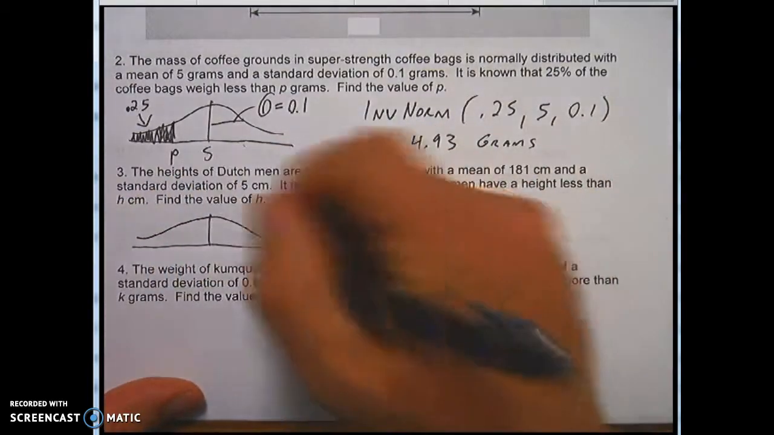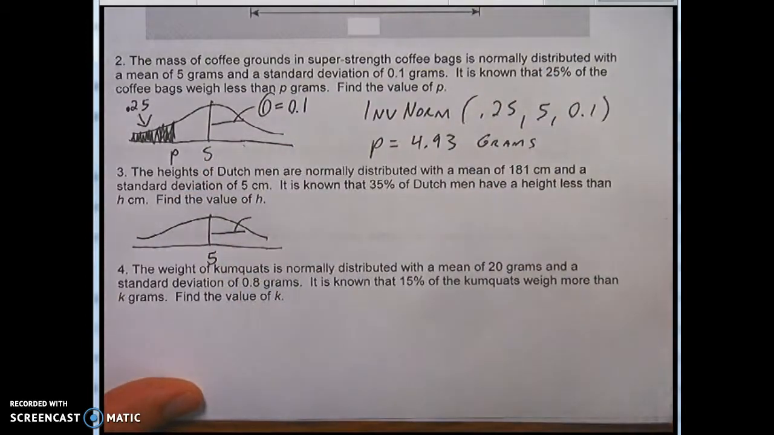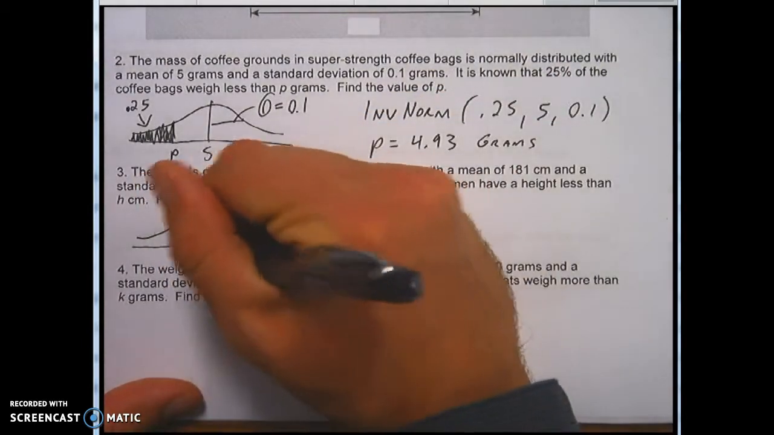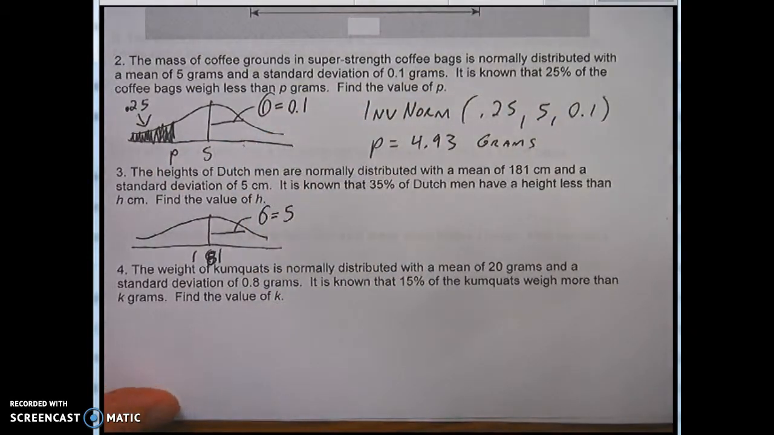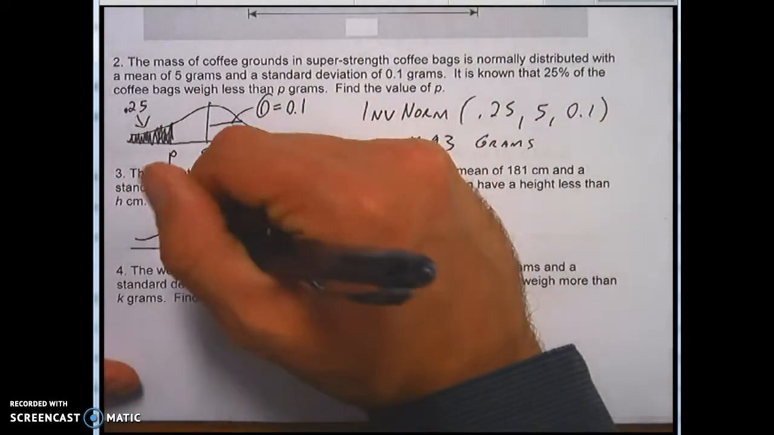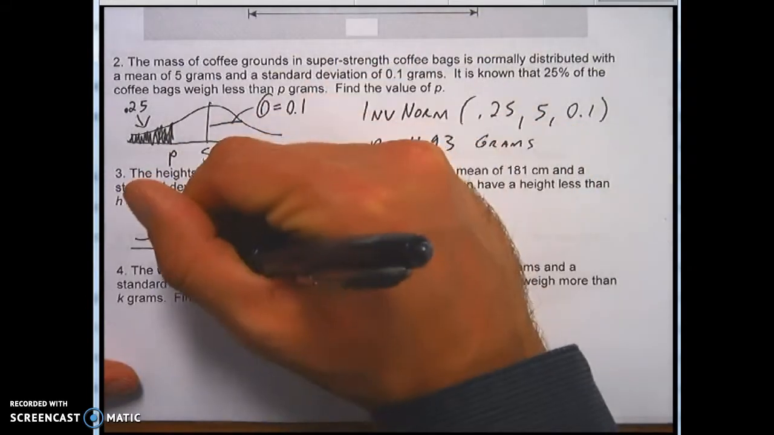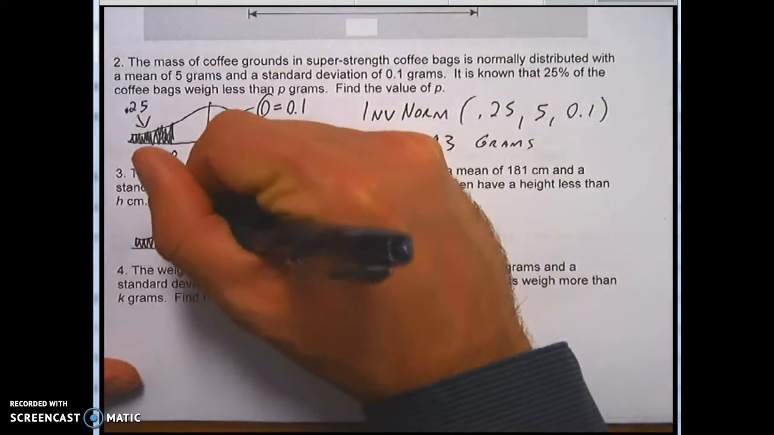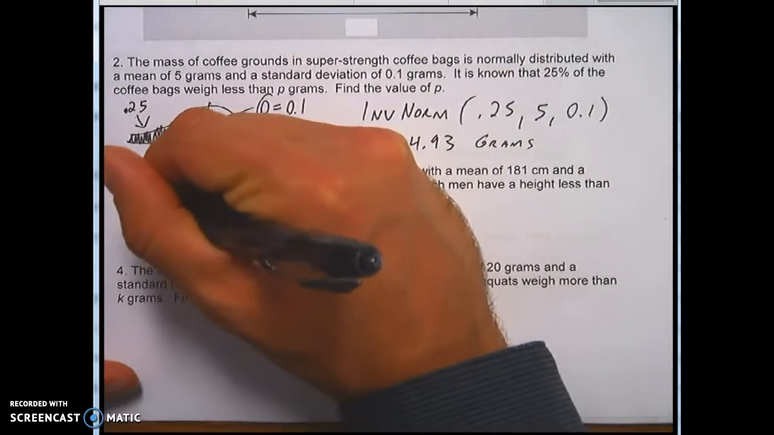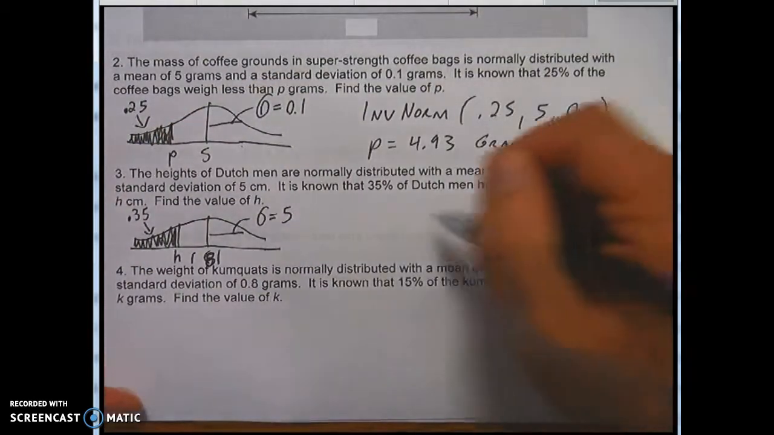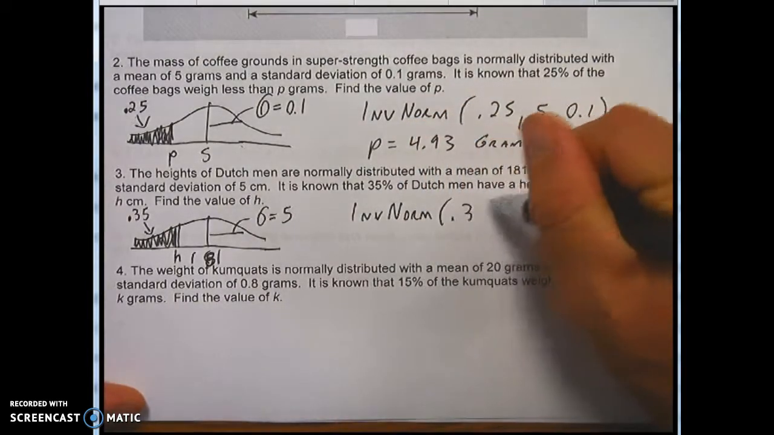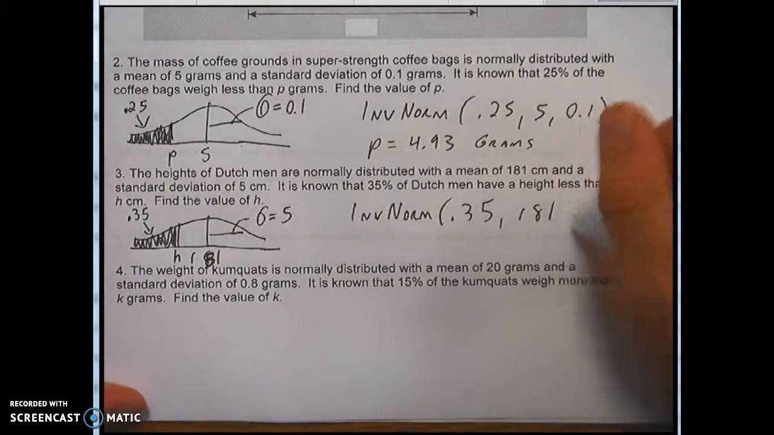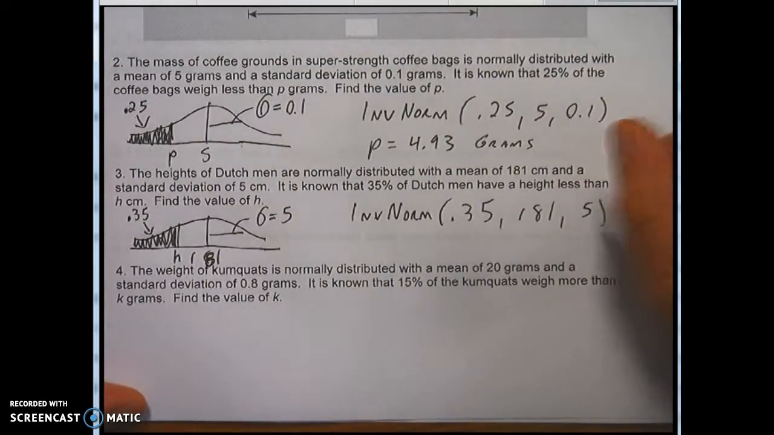And I put the mean, which was 181, and the standard deviation is 5 centimeters. And I want to know 35% of Dutchmen have a height less than h. 35% is going to be like right there. There's h, and shade the area we know. That's 35%, or 0.35. So in the calculator, I'm going to do inverse normal of 0.35, 181, and 5 for the standard deviation.